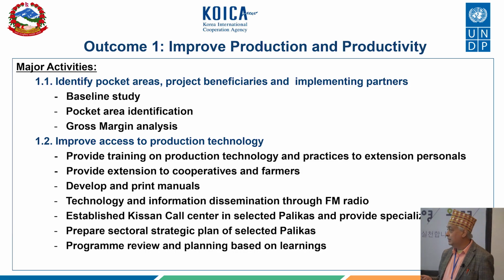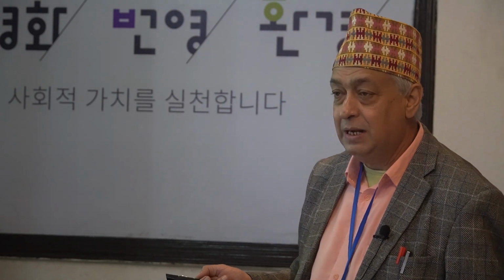Another important thing is that the project assumes that by the end of the project there will be an increase in the gross margin of each and every crop that this project has worked on. So we also did a gross margin analysis, and this is a continuous process. We do it this year and also in the last year of the project, so that we can see how the gross margin changed because of the intervention of the project.